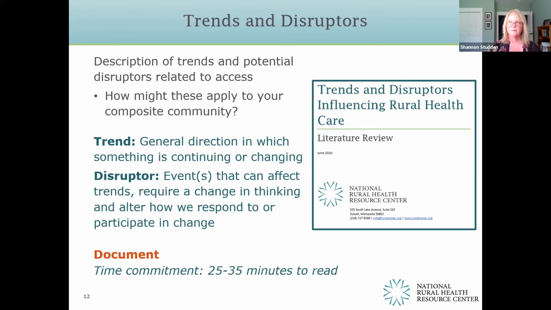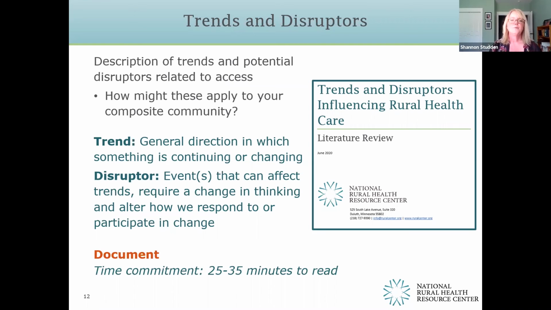And when we started working on this project, we as a project team between the center and St. Scholastica had to do some careful definitions and decide what we are calling a trend and what we are calling a disruptor, acknowledging that there's a little bit of overlap between the two. There's not a very clear distinction, so we ask you not to get too stuck on whether this is a trend or a disruptor, but just to keep in mind the general idea of how we've been defining these.